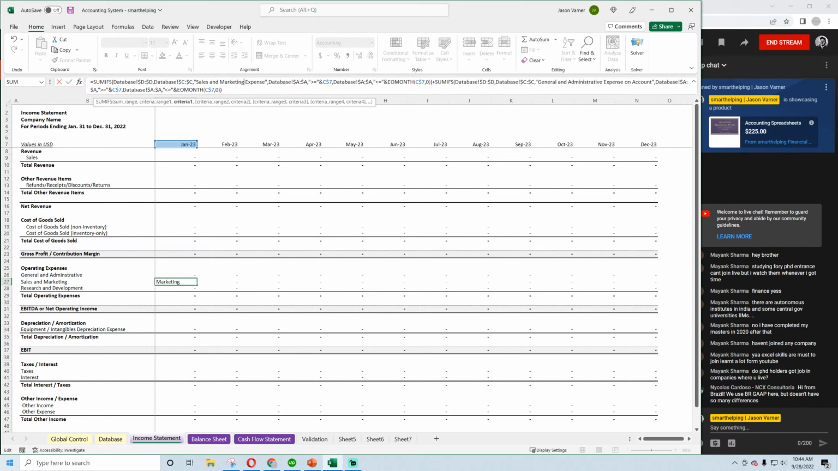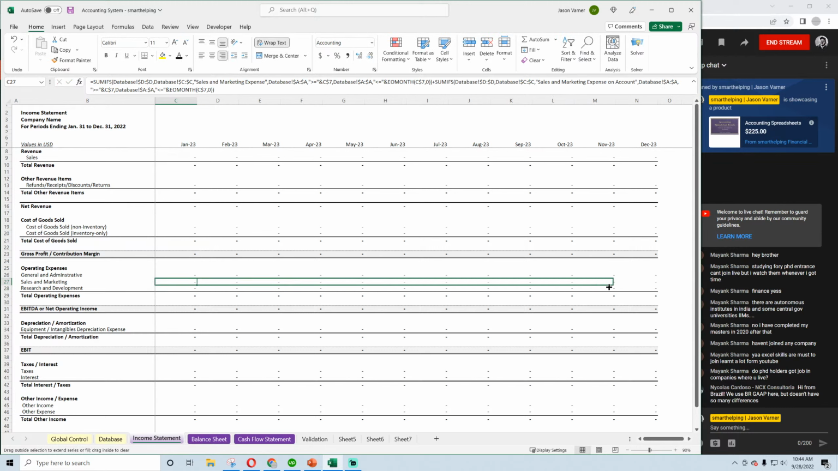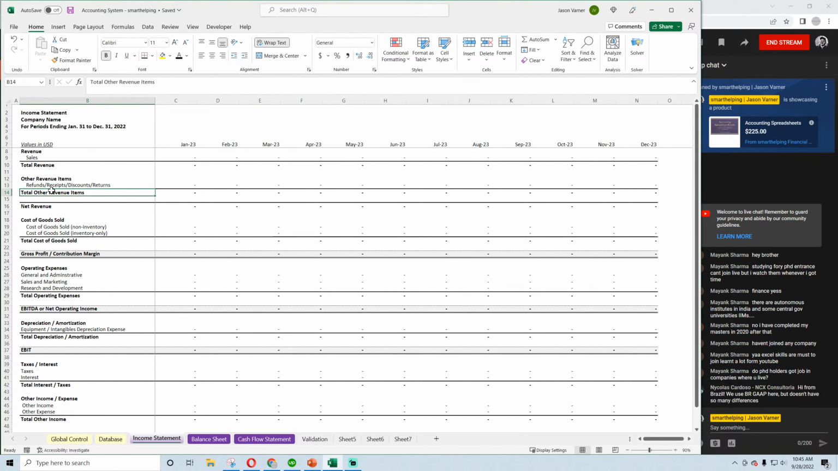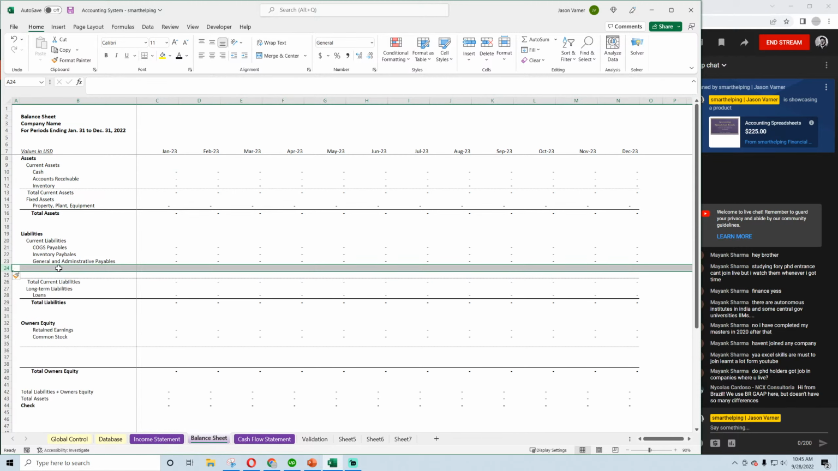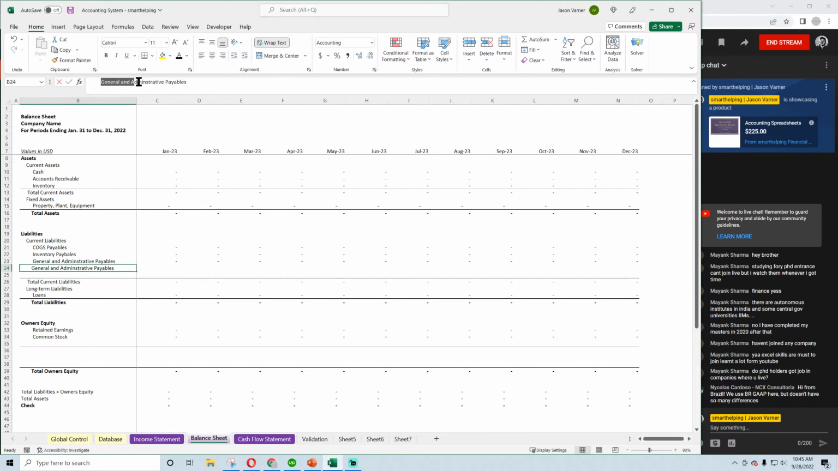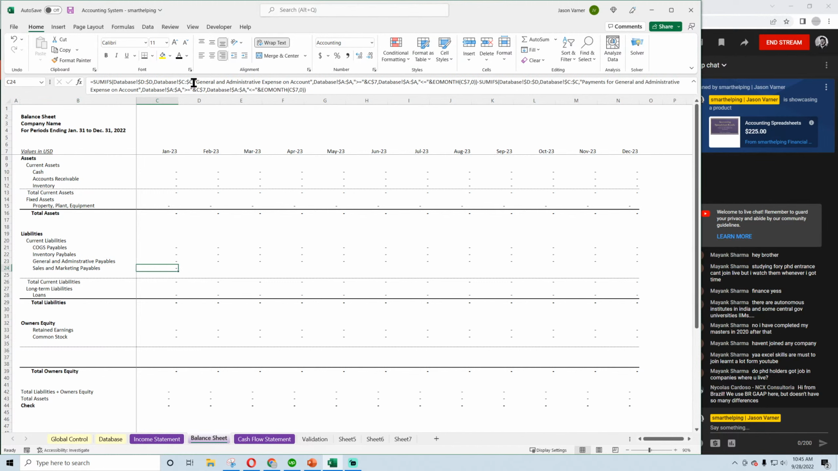Sales and marketing expense. And then here we also add sales and marketing expense on account. Any of those entries will increase your expenses on the income statement. Now the balance sheet will have another row here for sales and marketing payables if you're doing anything on account. That is going to be similar to this, but we just changed the wording.